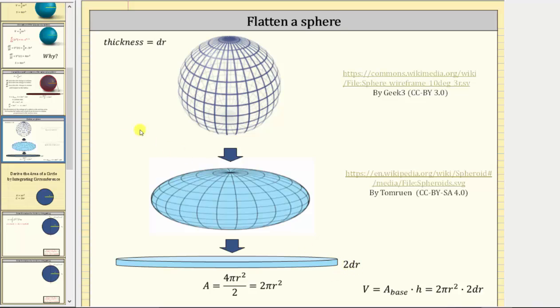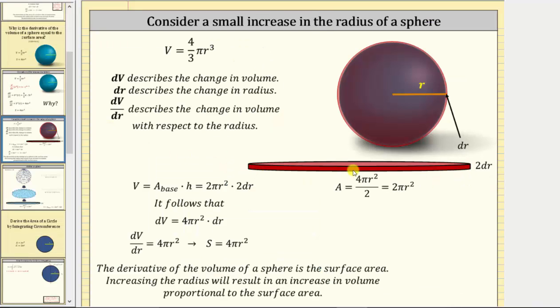So going back to our previous slide, the volume of this right circular cylinder, which represents the change in the volume, is equal to 2 pi r squared times 2 differential r, which again represents the change in the volume, and therefore we can say that differential V, or dV, equals 4 pi r squared times differential r. And now if we divide both sides by differential r, we have dV/dr, or V prime of r, equals 4 pi r squared, which is the surface area of a sphere. So the derivative of the volume of a sphere is the surface area. Increasing the radius will result in an increase in volume proportional to the surface area.